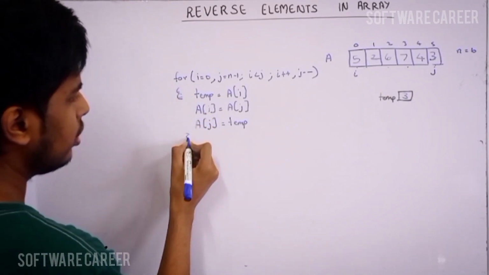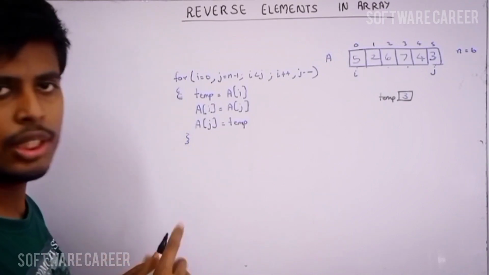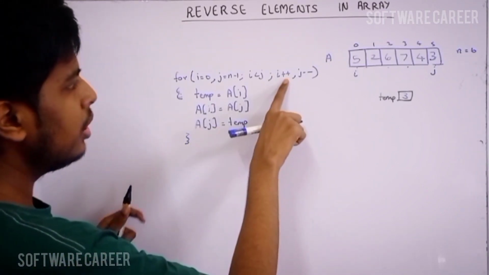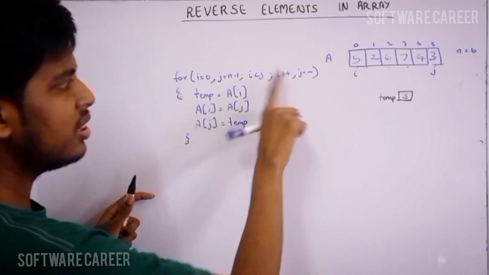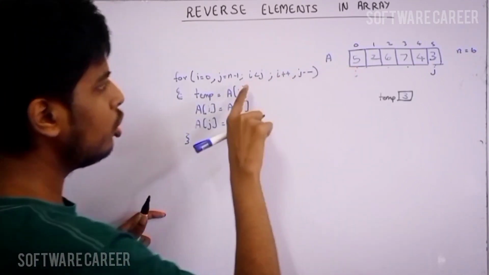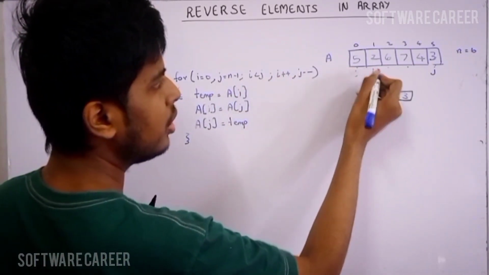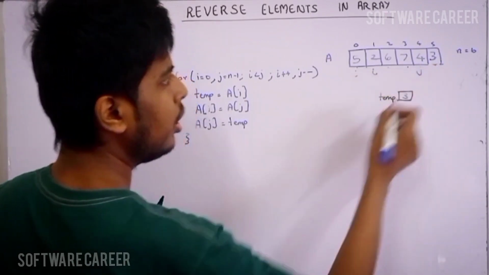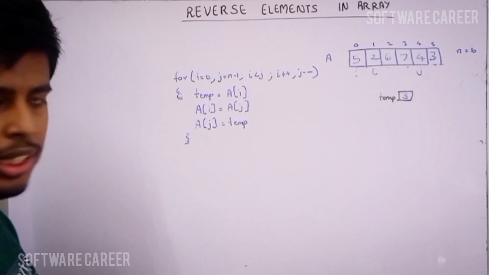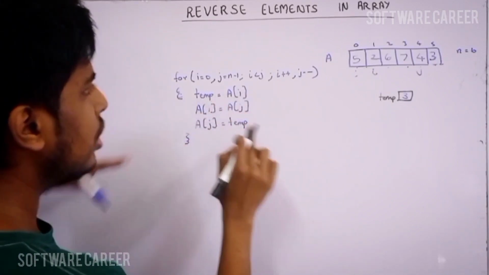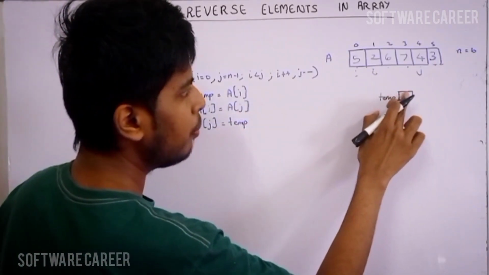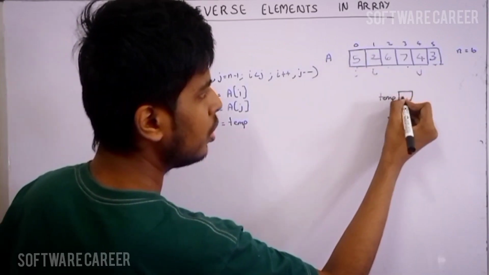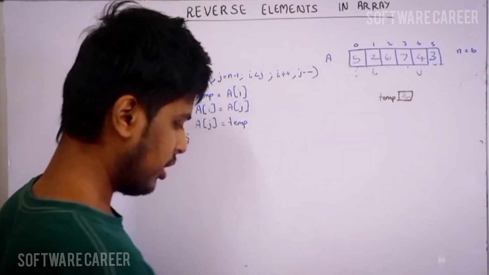Now I swapped this. Then after this, what should you do? i plus plus, then j minus minus. It's given in this for loop itself. So i will be here, then j will be here. Now I'll trace this code. Again it will be temp equals A of i, so the temp value will be this 2. Temp is this 2.